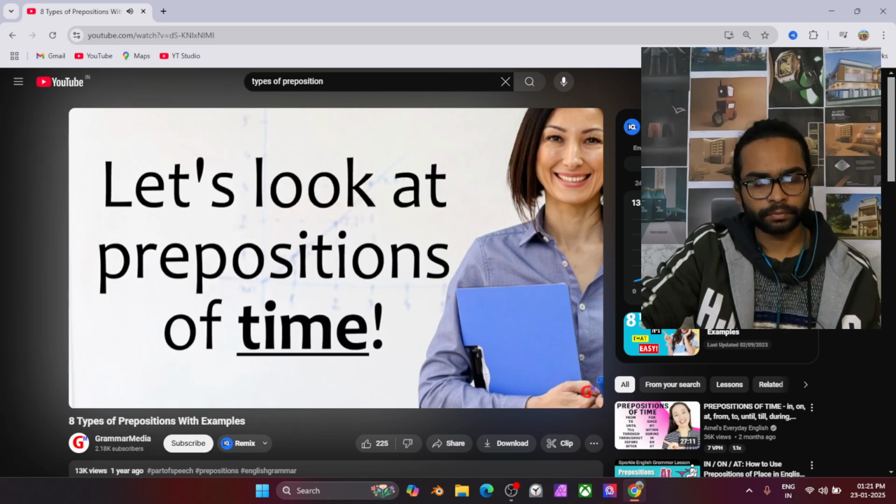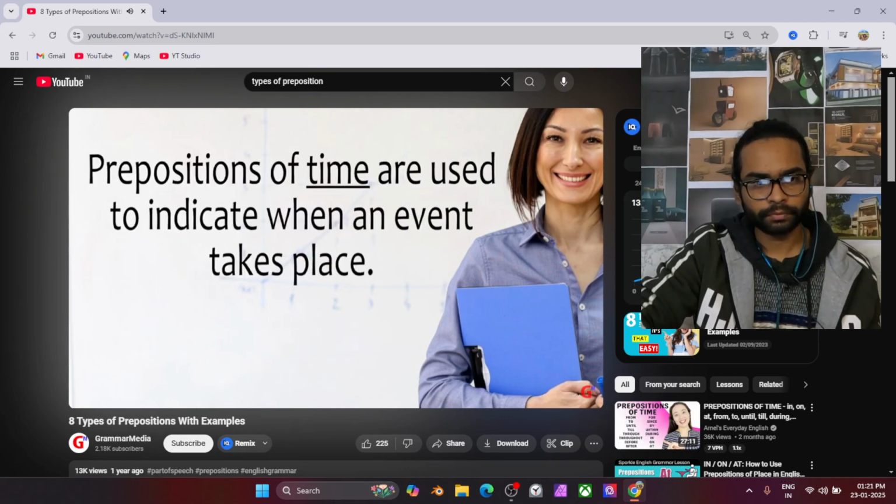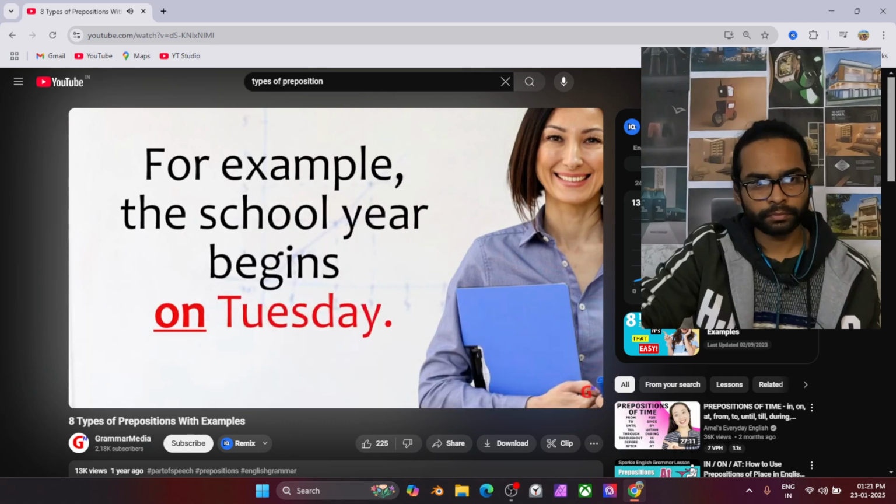First, let's look at prepositions of time. Prepositions of time are used to indicate when an event takes place. For example, the school year begins on Tuesday. Here the preposition on tells us when the school year starts.